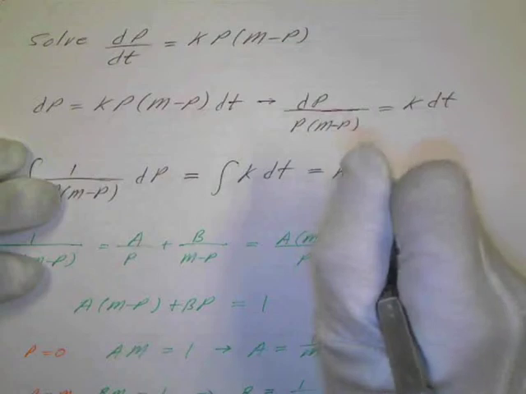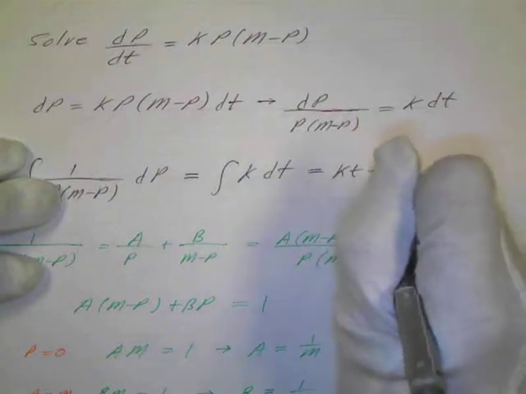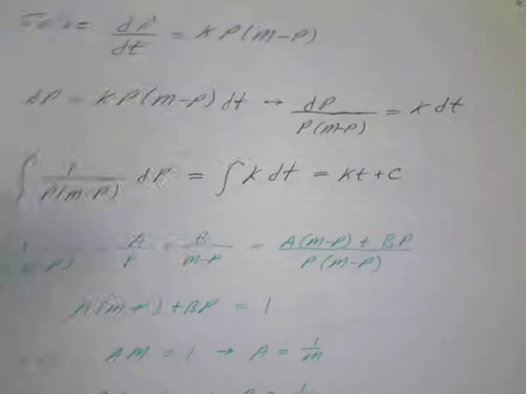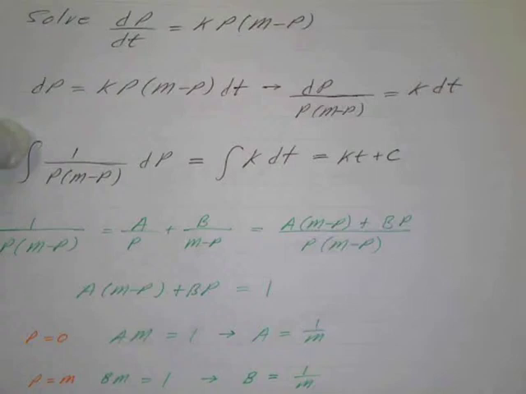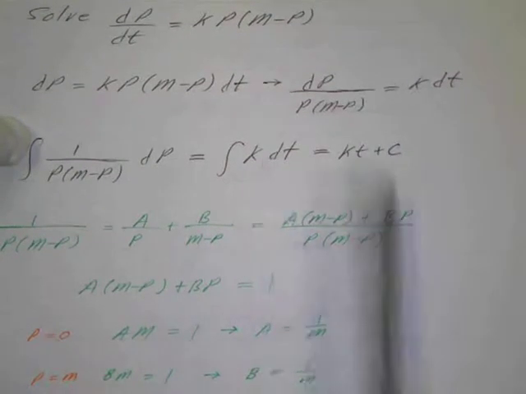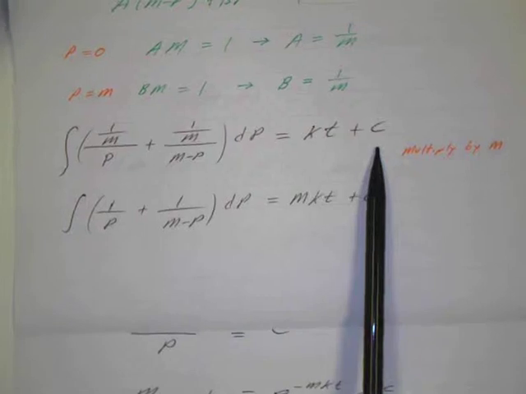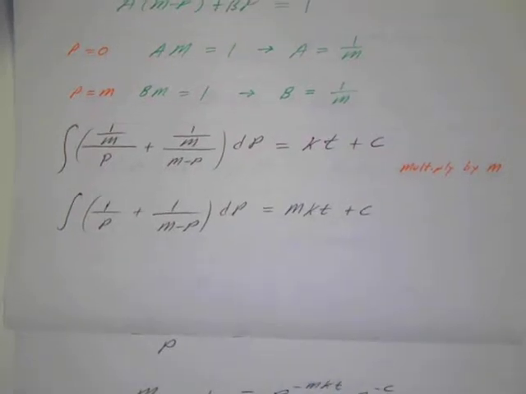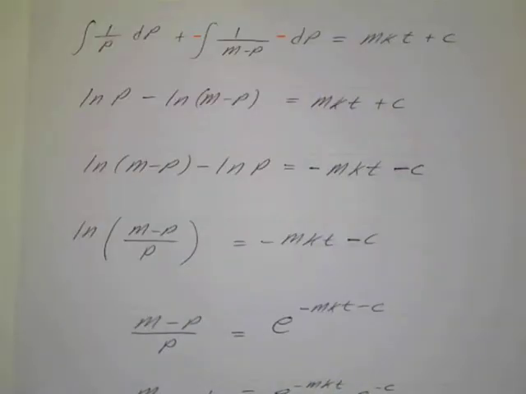That equals kt plus c. So I just brought that part down. That was easy to do, the antiderivative. So I just brought it down here, and then I multiplied by m, so I had that. Okay, so we're back over here.